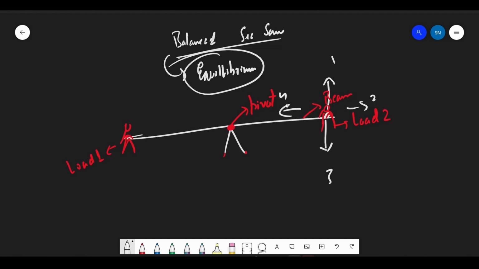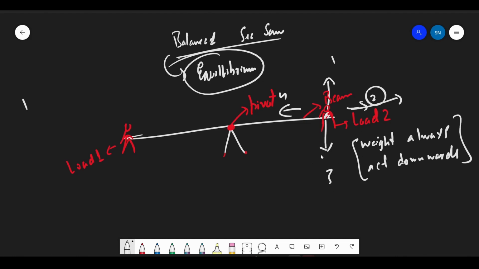In which direction would the weight act? Yes, sir. Weight always acts downwards. You jump out of the window, you go in this direction. Try jumping out of the window. Would you go right? Now, we know that weight always acts downwards, so this third is the correct direction.